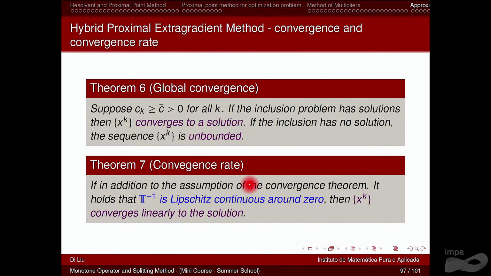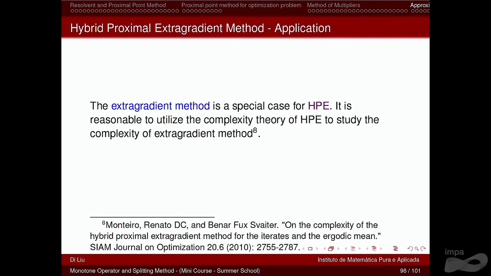And we can also have the convergence rate. We just assume that T inverse, the inverse of the maximal monotone operator, is Lipschitz continuous around 0, then the sequence converges linearly. And actually, it could not be faster than linear because of the extra gradient step.